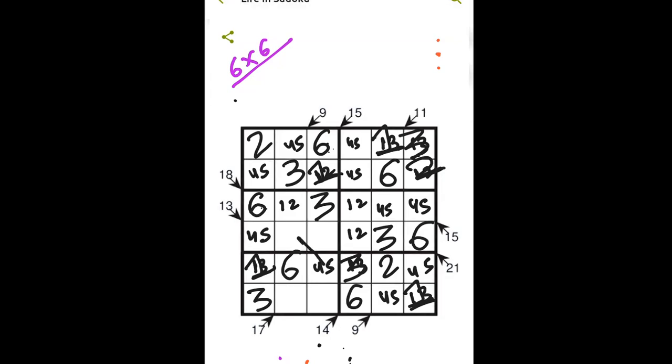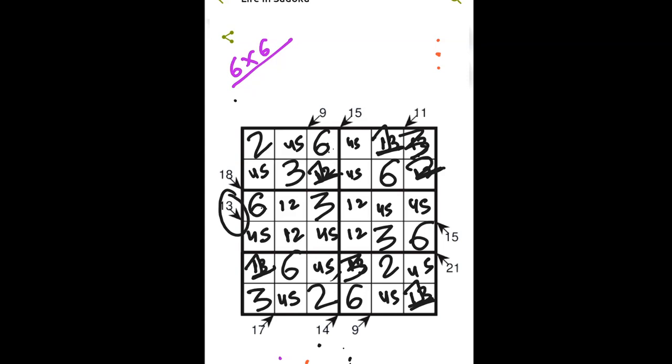Now these two cells should be 6 to complete this 18. 4 5 is already there, so this should be 1 or 2, and this is 4 5. So we have reached till this point. Now I can easily write over here 2. This is 4 5. So we have reached till this point.